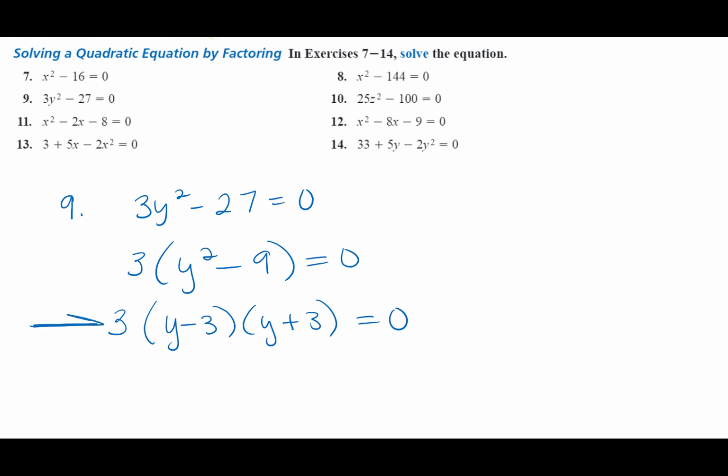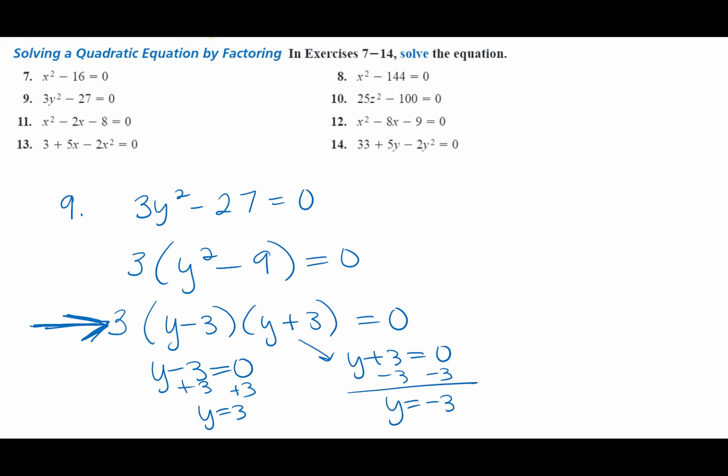And so focusing on this bottom line, we can actually ignore the 3 and just focus in on the y minus 3 part and the y plus 3 part. Because if y minus 3 equals 0, the whole expression would equal 0. The value that will make this true is y equals positive 3. And then we'll set y plus 3 equal to 0, solve for y to get a negative 3. And so your two answers are positive 3 and negative 3. And your answers just mean if you were to plug either one of those values in for the y variable, the entire expression would equal 0.